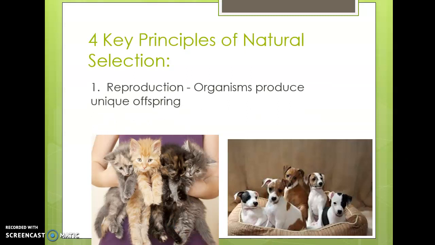So there are 4 key principles for natural selection. In order for it to work, these 4 things have to be true. First of all, they have to have sexual reproduction that creates unique offspring. Here we have a litter of kittens. They could have the same mom and dad, but they all end up different from one another. Same thing with a litter of puppies. If there weren't unique offspring, if all the offspring ended up exactly like their parent, natural selection would not have much to work with, because if you're just competing against identical twins, it'd be harder to define winners and losers.